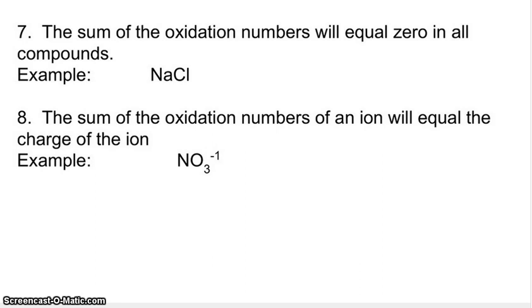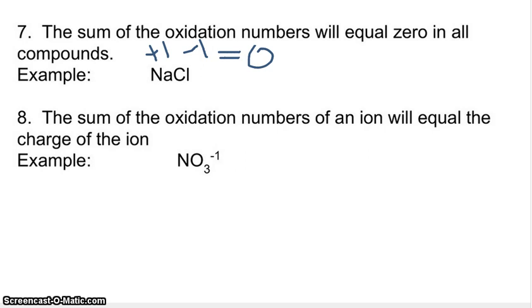7, the sum of the oxidation numbers will equal 0 in all compounds. And this goes back to what we talked about with ionic bonding. Whenever we are trying to figure out the charges on our ions and put our formula together, we have to make sure that overall we get a neutral compound or a zero charge, which is why when we looked at sodium chloride, we had our +1 and our -1. If we put both of those together, they cancel each other out to get an overall charge that is equal to 0 or neutral.